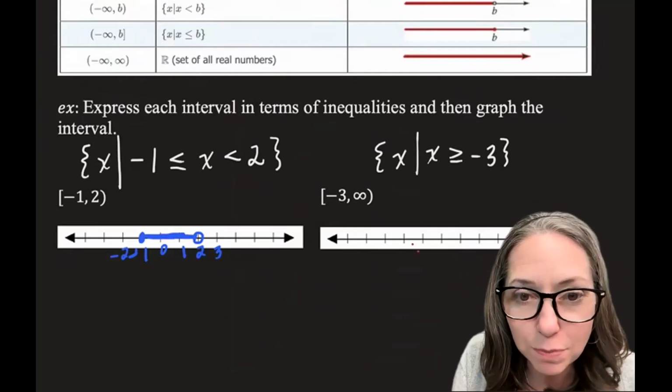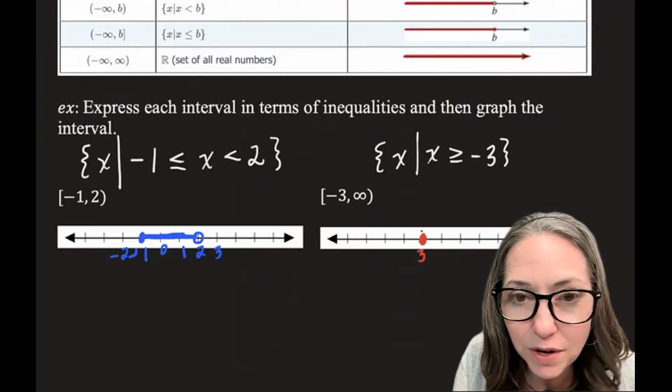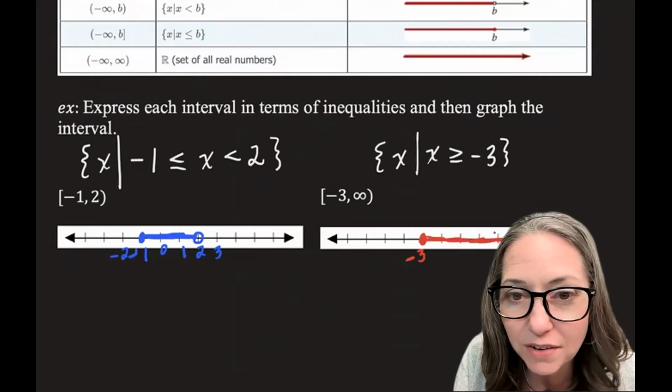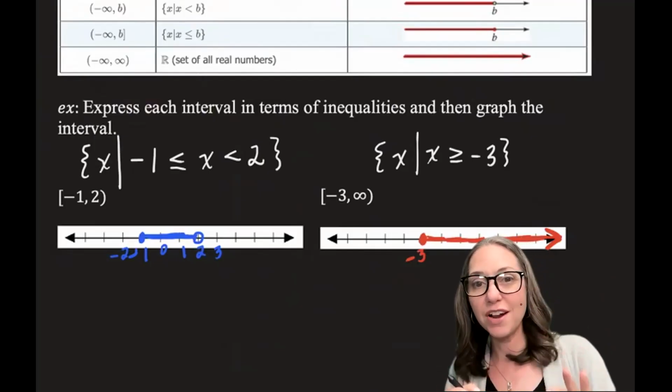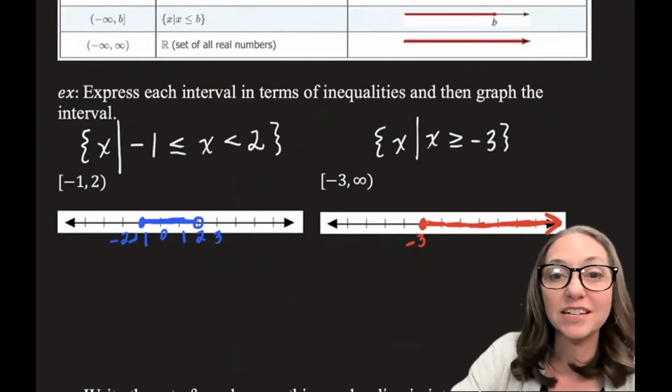So to graph that, you just put -3 somewhere on your number line, put a little closed dot to include that. We're talking about all the numbers greater than or equal to that number right there. Okay, so there's 3 different ways to express each of those sets.